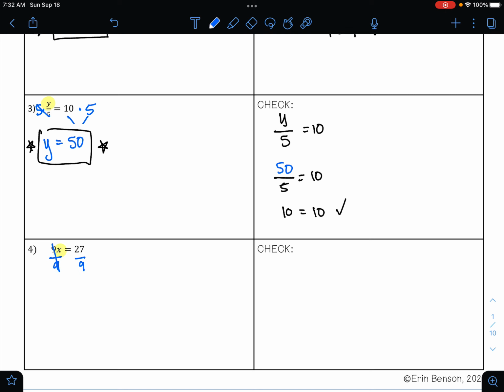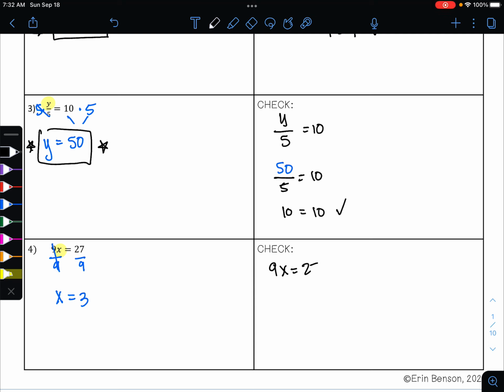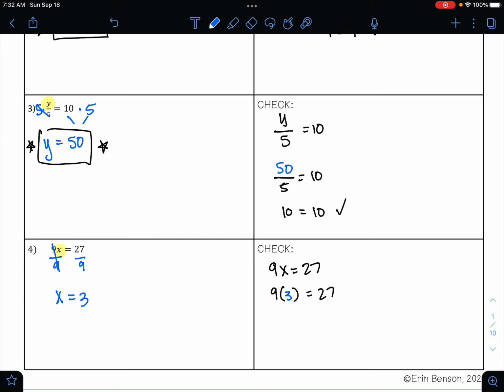9 divided by 9 is 1. 1x is just x. 27 divided by 9 is 3. Let's check our work. Our original problem is 9x equals 27. Because this is multiplication, I'm going to use parentheses to represent that multiplication, because if I just wrote it, it would look like 93 equals 27, which is not what we mean. We're multiplying the 9 by the 3. 9 times 3 is 27. Does 27 equal 27? Yes. So my answer is x equals 3.